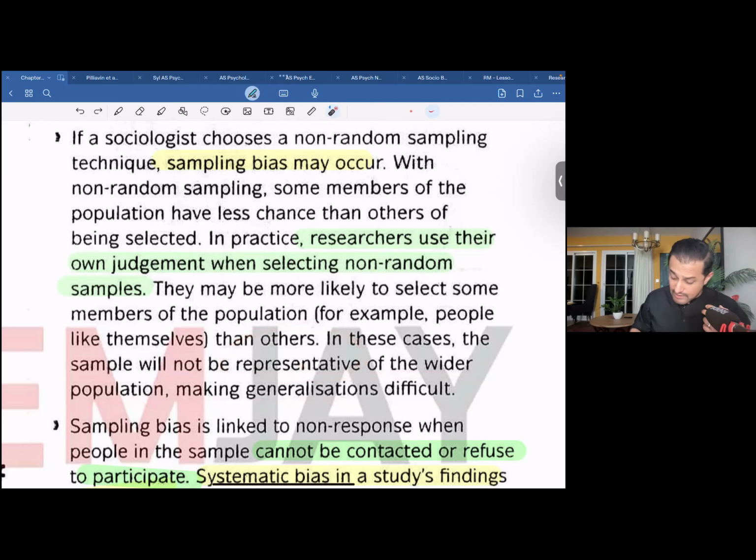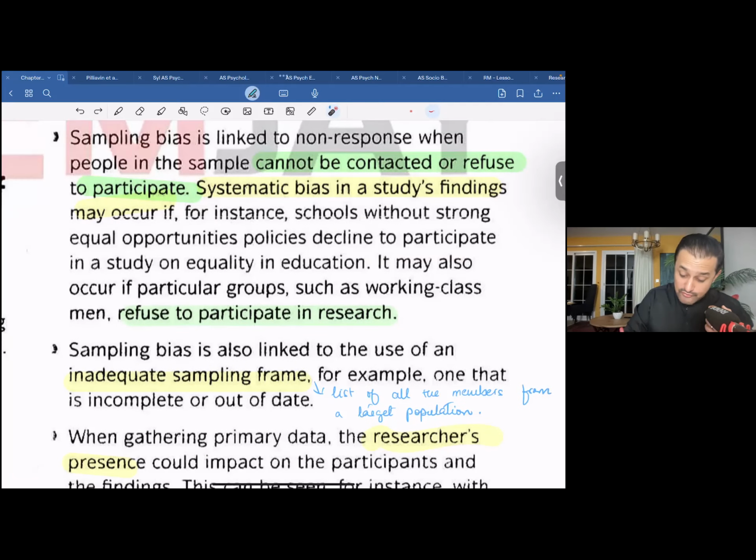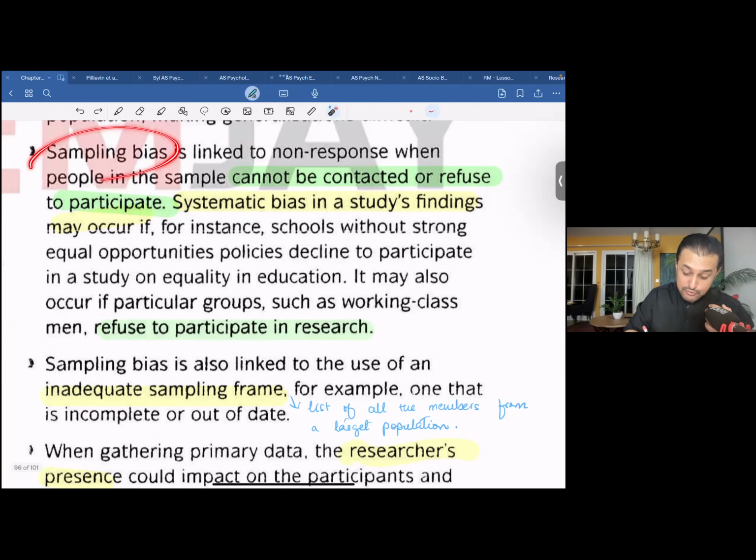We spoke about the second factor. Moving on to the third, sampling bias. Sampling bias is linked to non-response, when people in the sample cannot be contacted or refuse to participate. Now, another example of sampling bias could be, let's just say you wanted to conduct your research through random sampling. You wrote everyone's names down on chits, put the names in a hat, and picked up the number of people that you'd want to collect data from.